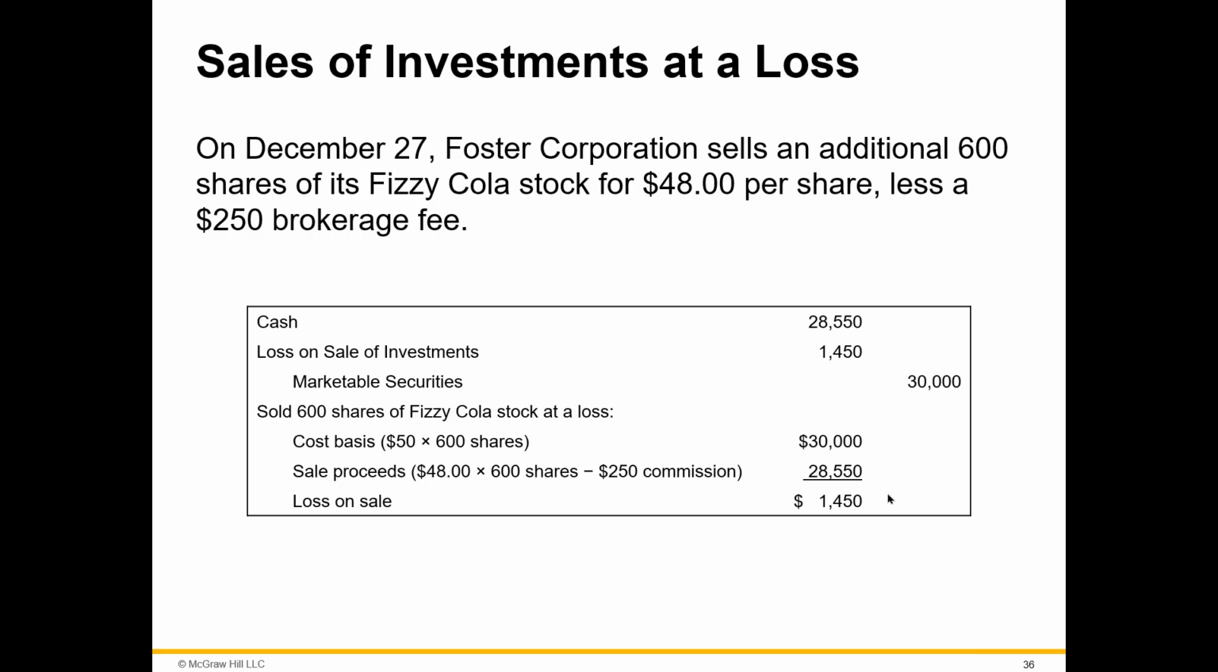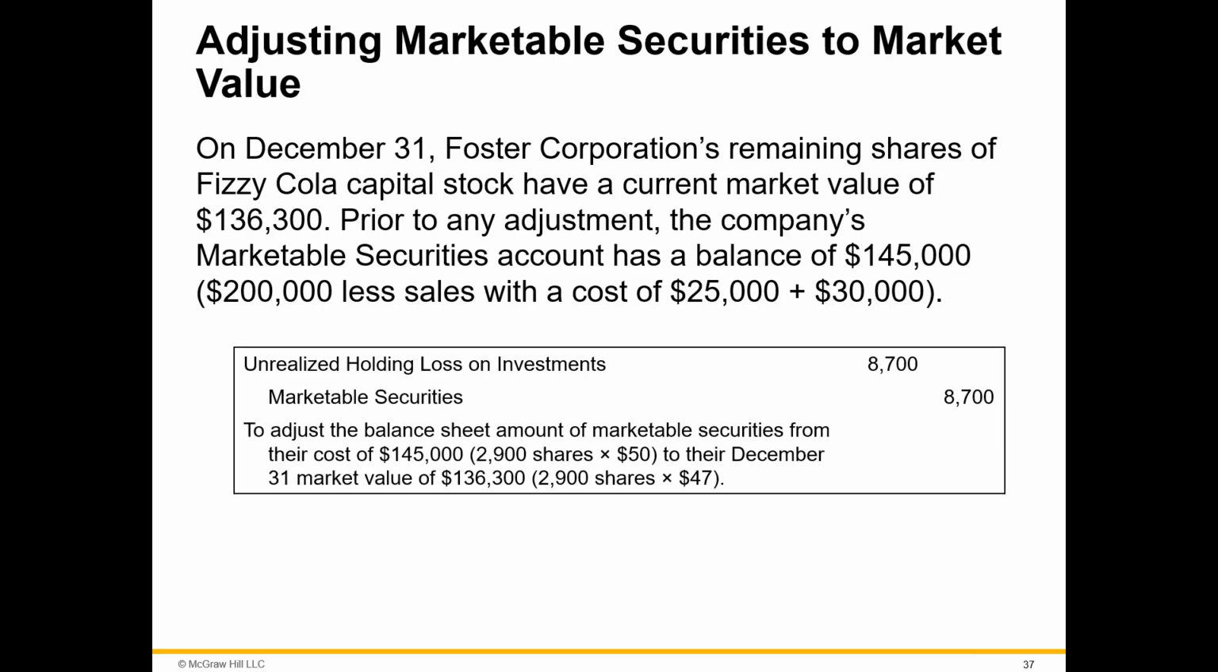We could also sell some of those at a loss. And so here, instead of, we bought it for 50, essentially we sold it for 48 less a commission. And so the loss was for $14.50. So we got $28,550. That's reflected here. And we can see that there, but it cost us essentially $30,000. And so we have a loss. And look, this debit is like an expense. And so you can see how that might occur.